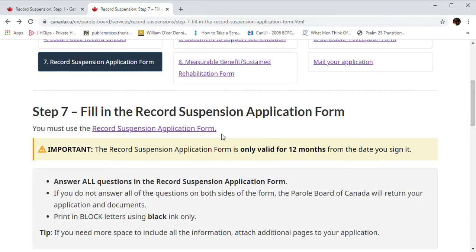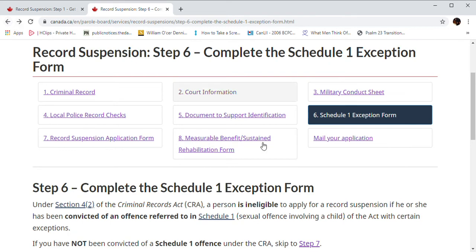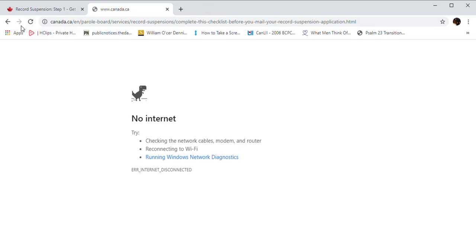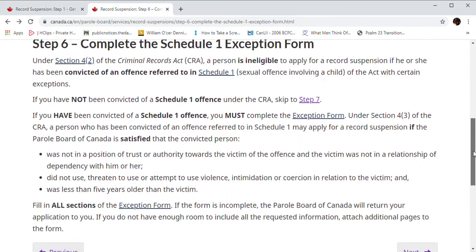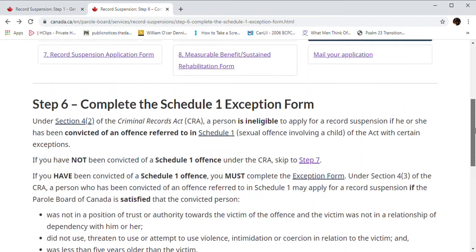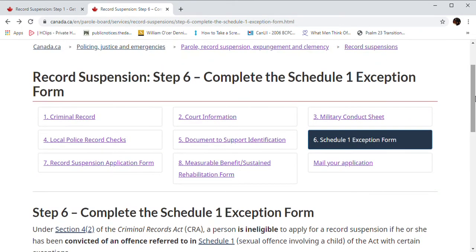Oh, remember, a record suspension application is only valid for 12 months from the date you sign, so you should probably sign all these documents at one time. But the local police check will be signed at the station anyway, so that's a different story. And obviously, you mail your application. Oh, just lost Wi-Fi. Anyway, my Wi-Fi just dropped off again. You guys now know basically how to complete your own part, and those are the documents.